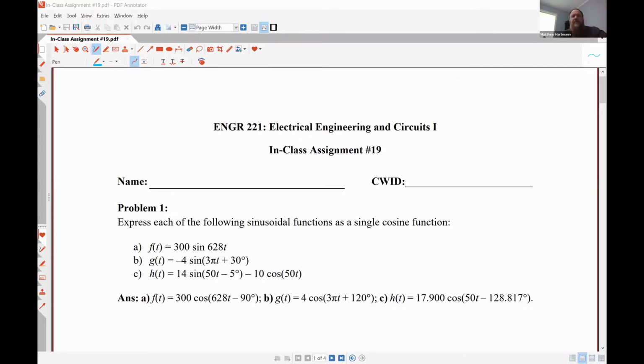Doing great. Cool deal. Well, hopefully you guys had a chance to watch the review of Sinusoid's lecture. Today for our in-class assignment, it's going to be dealing with a lot of trig identities. So, let's jump right in here. This first problem, the first two parts are fairly straightforward, and then the third one can be rather difficult, and so we'll work it in different ways.